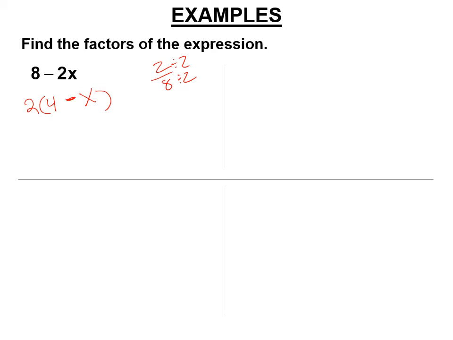2 times 4 is 8. And you don't have to reorder this, because it was in the wrong order to start. So you just leave it that way.